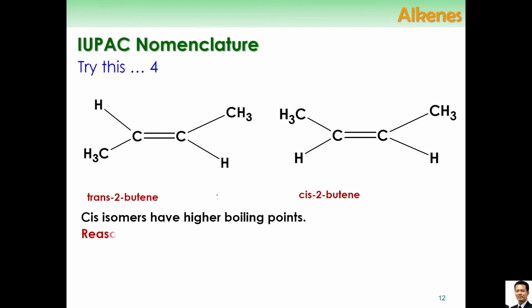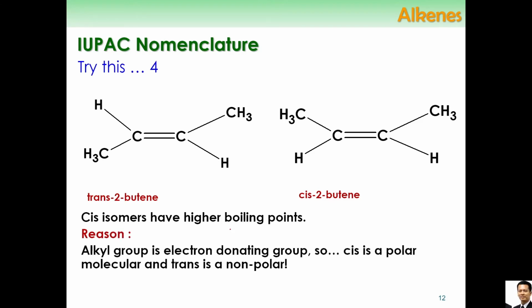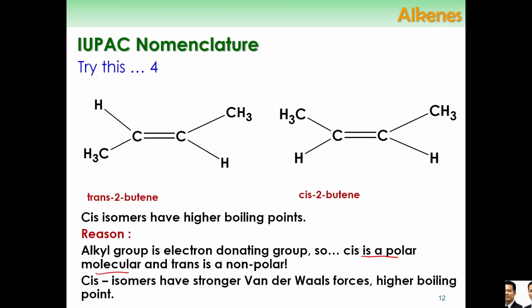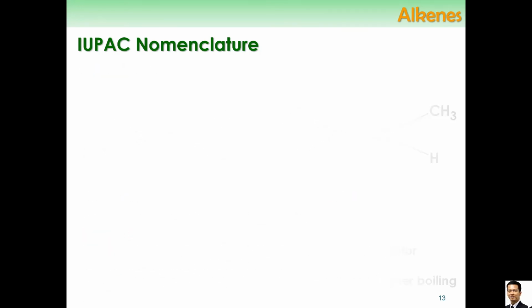The cis isomer has a higher boiling point. Reason: alkyl group is an electron donating group. So cis is polar. Again, the same discussion. Cis is a polar molecule and trans is non-polar. The cis isomer has stronger van der Waals forces and a higher boiling point.